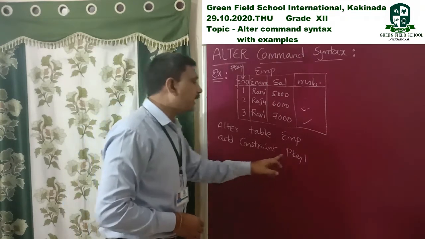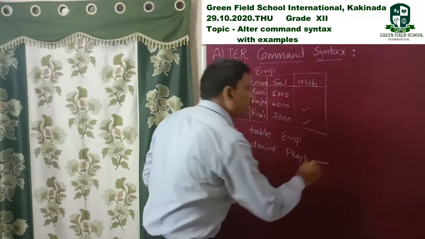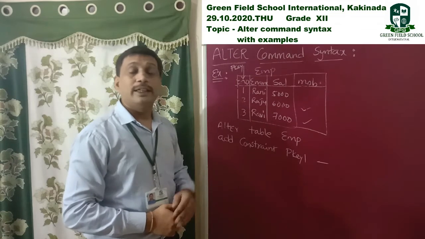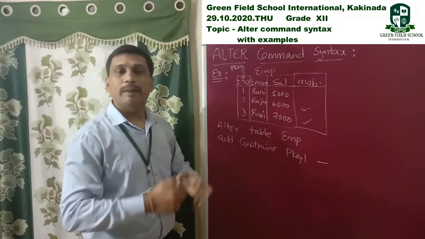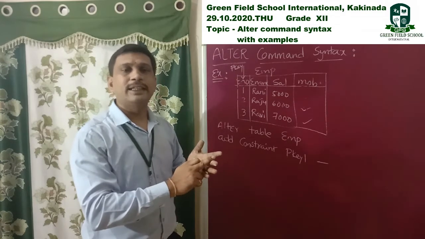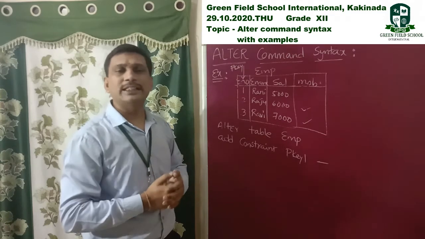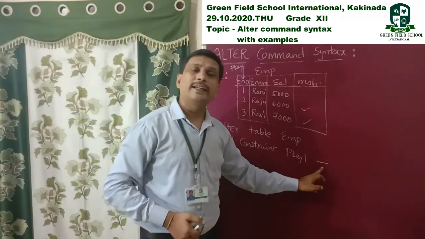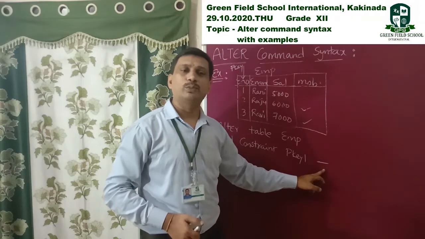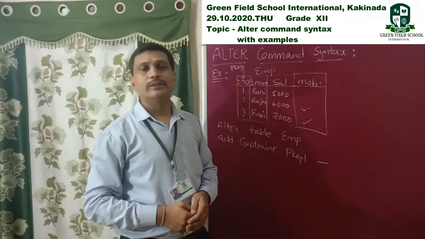See, after add constraint name, we specify the type of the constraint. Why? Because there are so many constraints: primary key constraint, foreign key constraint, not null constraint, check constraint, default constraints. We specify here the type of the constraint, which constraint we add here. According to that, the remaining can be achieved.